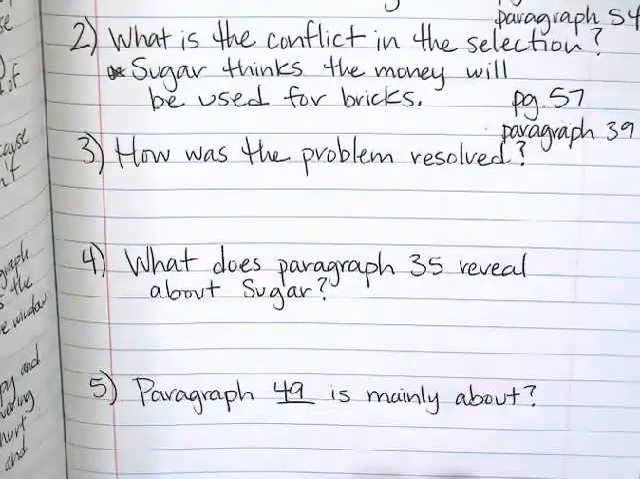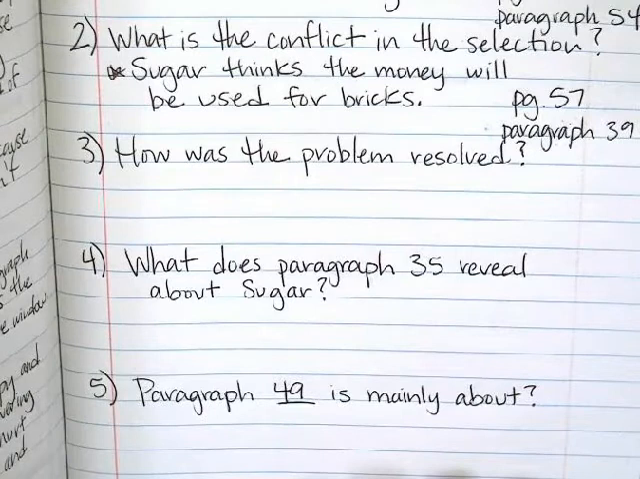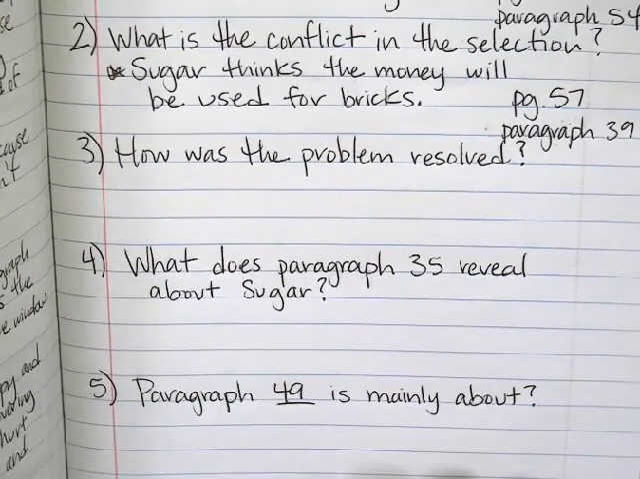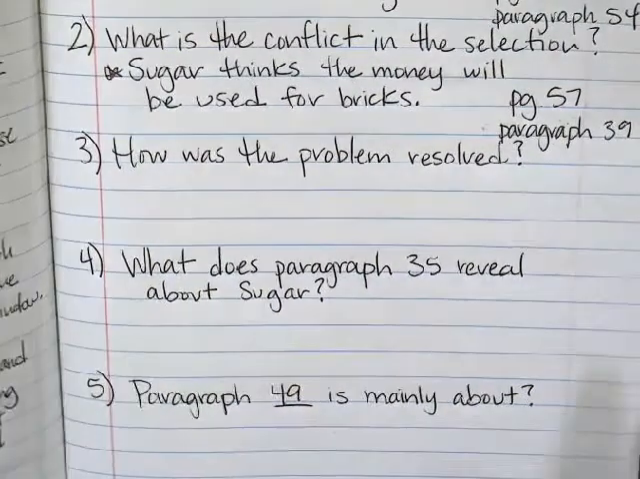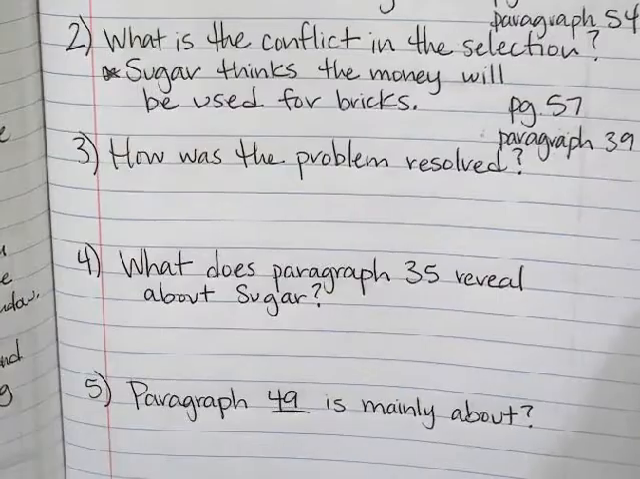And the rest of the questions. How is the problem resolved? What does paragraph 35 reveal about Sugar? And paragraph 49 is mainly about, those are the questions for Mama's Window.